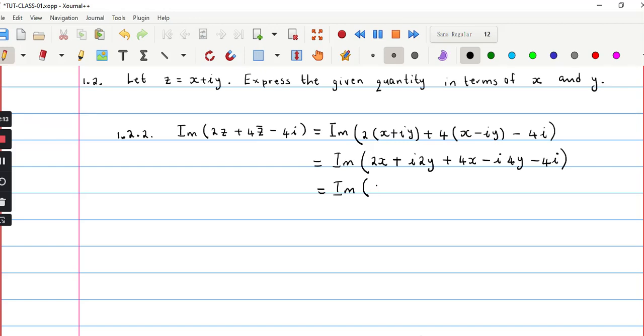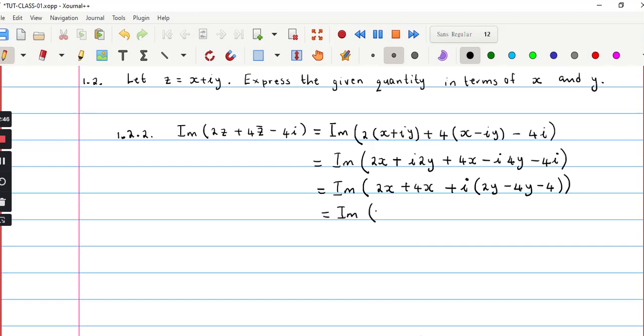So for its real part, we have 2x plus 4x, and then, yes, it's only 2x plus 4x. Those are the only terms for the real part. And then for the imaginary part, we're going to have i, then we have a bracket there, we are going to have 2y minus 4y minus 4. That's what we have for the imaginary part.